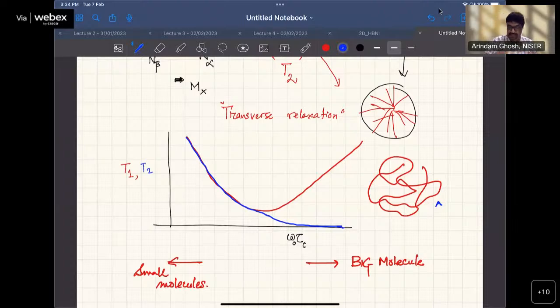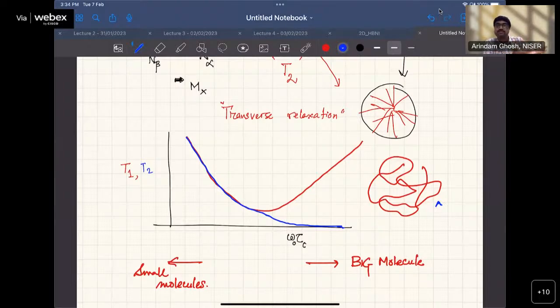So what happens is that once it is free, this molecule is rotating very fast. Tau c is very small, correct? It will have different values of T1 and T2. But once it is attached to the target molecule, the drug has attached to the protein, it will start rotating with this big molecule, which is rotating very slow. It is not rotating fast. So what we'll see is that the moment this particular molecule is attached, its T1, T2 is drastically changing.